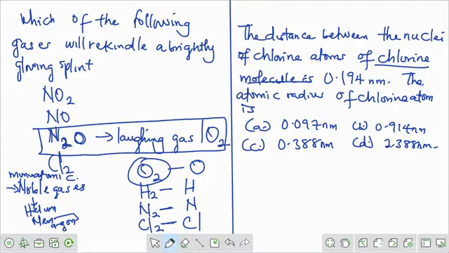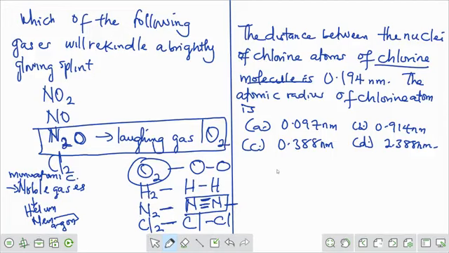Now, they say the distance between the nuclei of chlorine atoms of a chlorine molecule is 0.194 nanometer. They ask the atomic radius of the chlorine atom. A chlorine molecule has two atoms. So we have two atoms of oxygen in an oxygen molecule, two atoms of hydrogen in a hydrogen molecule, two atoms of nitrogen in a nitrogen molecule. You notice that I put a triple bond, because nitrogen has a triple bond in its molecule. That's why nitrogen doesn't react very well. And chlorine is also like this: two atoms of chlorine in one molecule of chlorine.